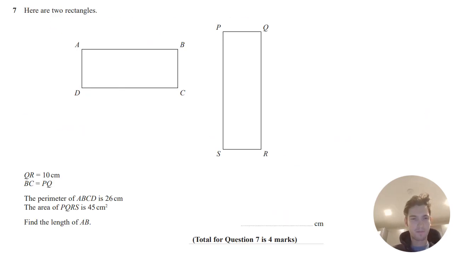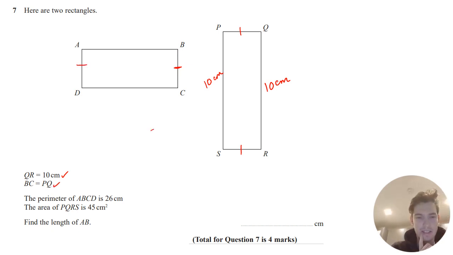Okay, let's keep going. Here are 2 rectangles. Let's see what we have in the question. QR equals 10. Okay, let's put that on the diagram. QR is 10 centimeters. And also, obviously, PS is going to be 10 because it's the same side of the rectangle. And let's take that bit of information off. BC equals PQ. I don't know what they are yet, but I know that they are the same. So all of these sides are the same.